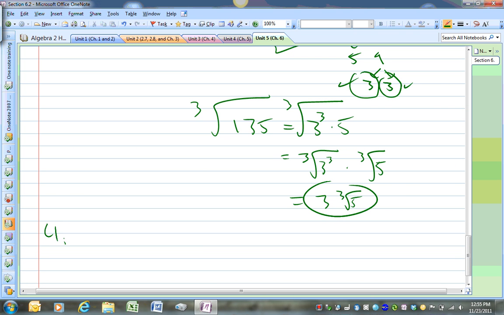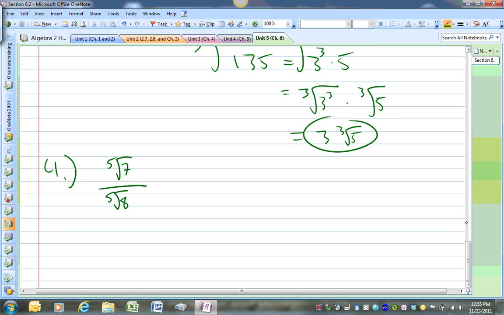Another problem I'd like to look at is this one here. Say we got ourselves the fifth root of 7 over the fifth root of 8. Well, eight is 2 times 2 times 2, right? So in this case, we want to rationalize the denominator.